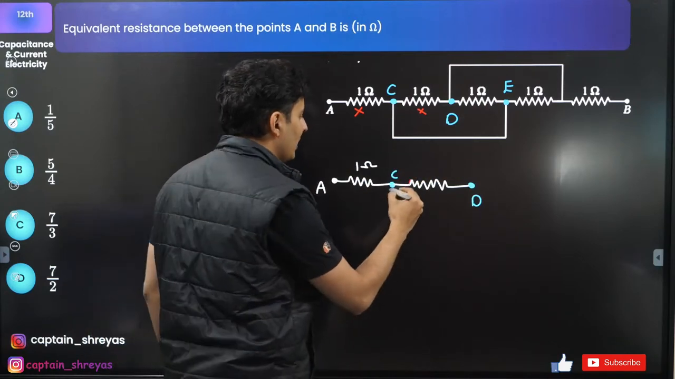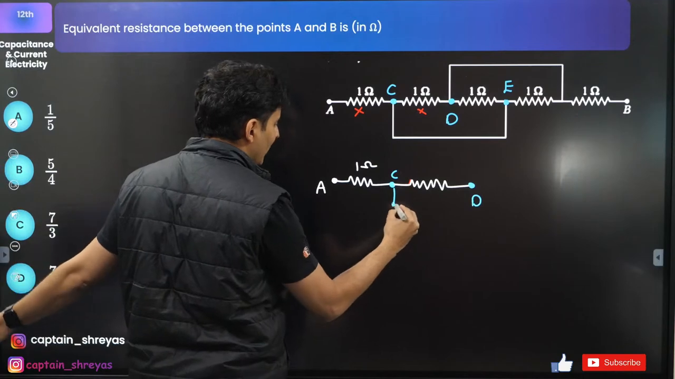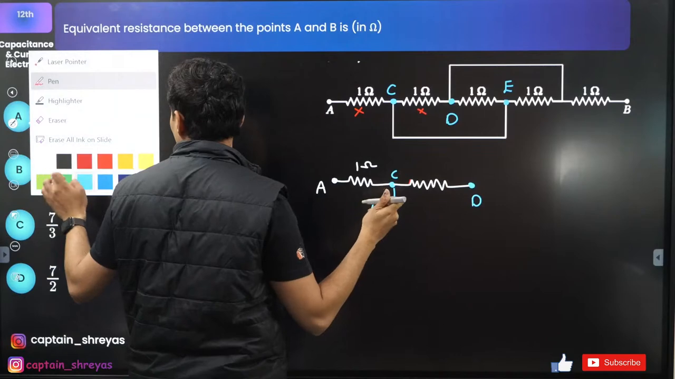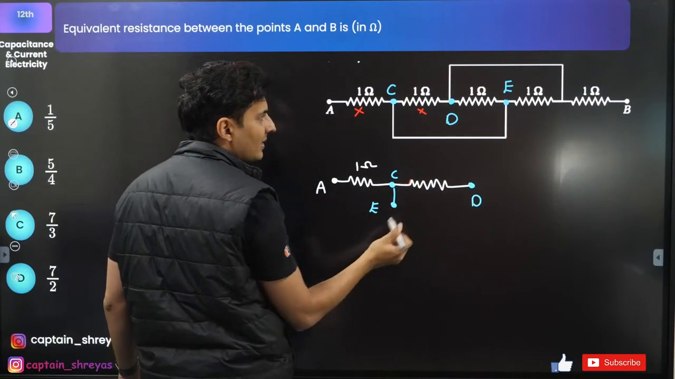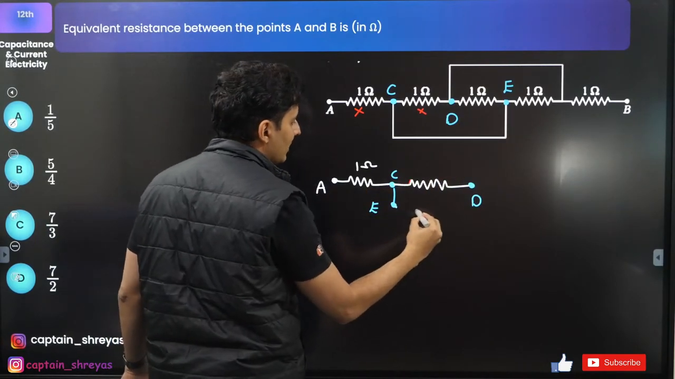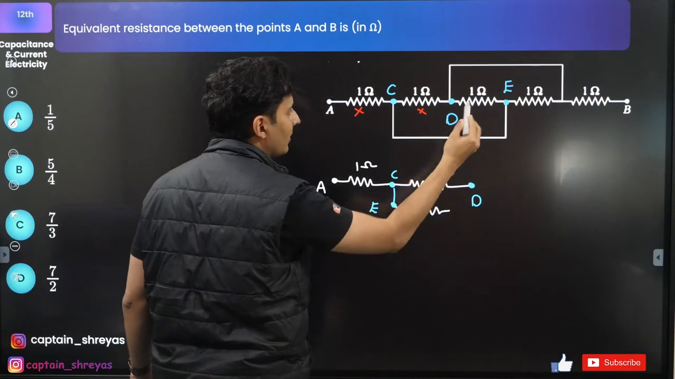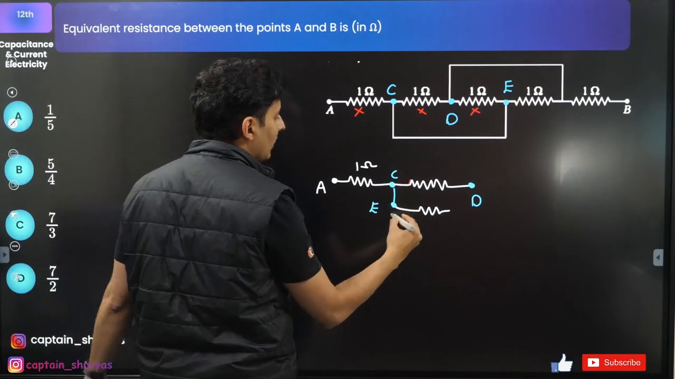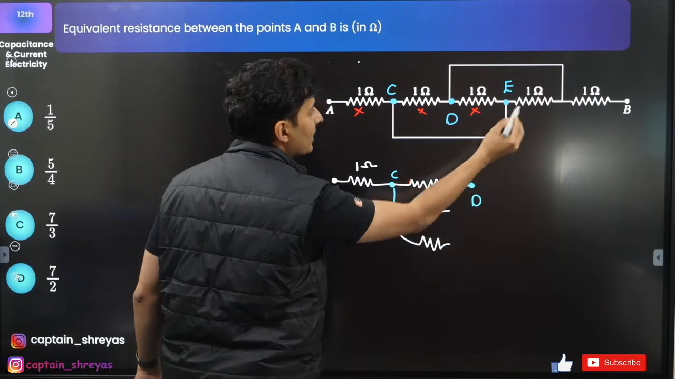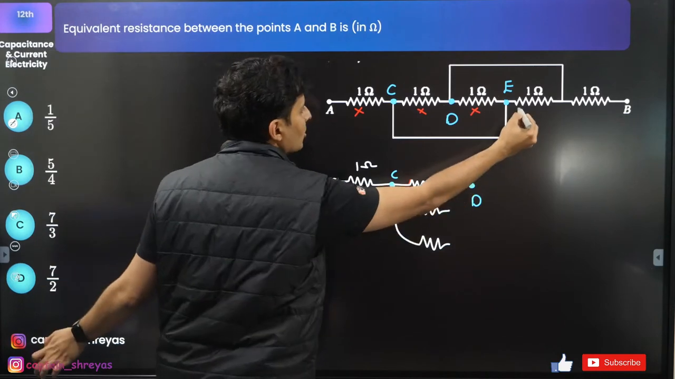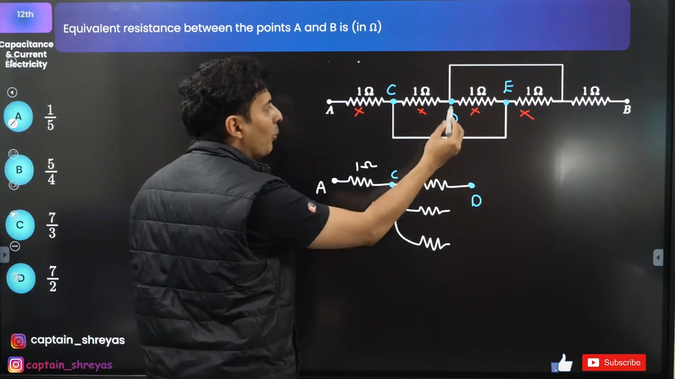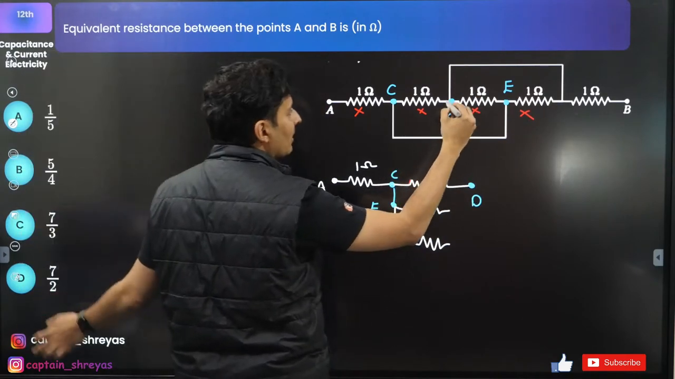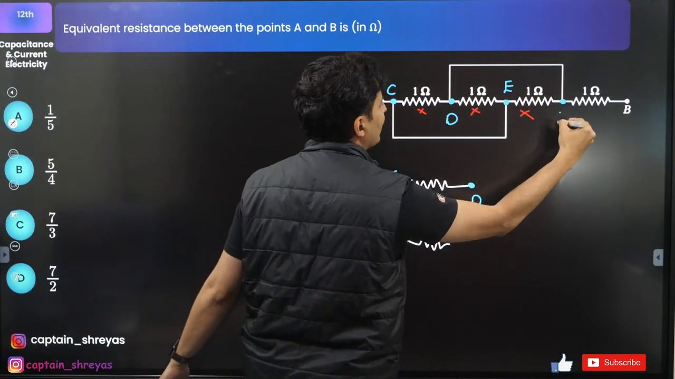Interesting. Okay, so let me just take a point over here, which is basically E. E is connected to this resistor and also that resistor. So E is connected to one more resistor over here, so I'll just cross it out. This is done. And it is also connected to one more resistor over here, so I will just cross that out as well. Both these resistors are connected to this point D only. You can notice if this is D, this is also as good as D only.